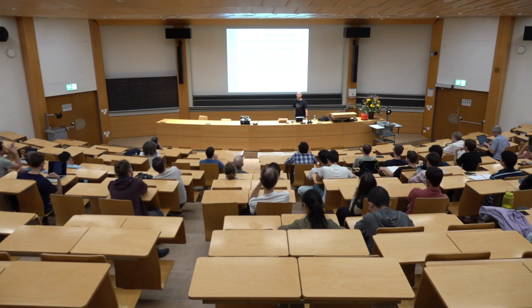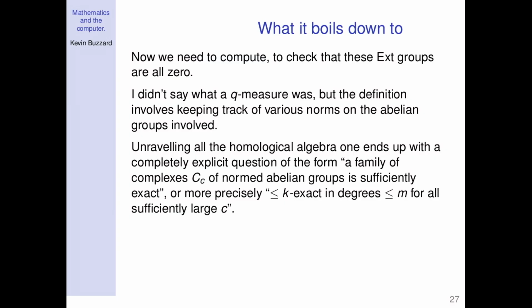So you unravel this homological algebra, and what happens at the end of the day is that this hard Theorem 9.1 just gets reduced to a completely explicit, very low-level statement about an infinite family of complexes of abelian groups that have norms on them, or pseudo-normed abelian groups. And you've got to prove that this collection of complexes is exact, but not in the usual sense, in some refined sense where it only has to work for sufficiently large little c, and it only has to work for sufficiently small degree.